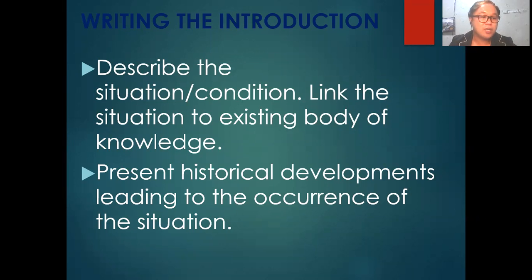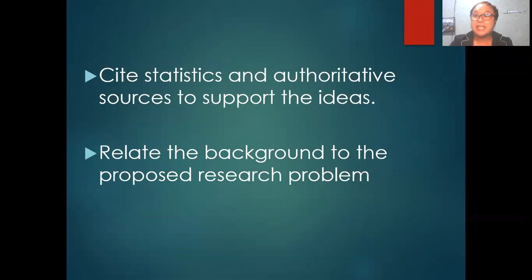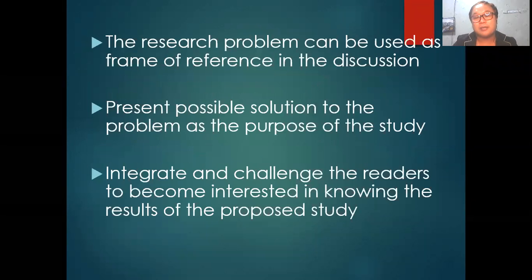First, we should describe the situation, condition, and link the situation to the existing body of knowledge. So that should be included. Present the historical development leading to the occurrence of the situation. Okay, what else? Cite also statistics and authoritative sources to support the ideas and relate the background to the proposed research problem.